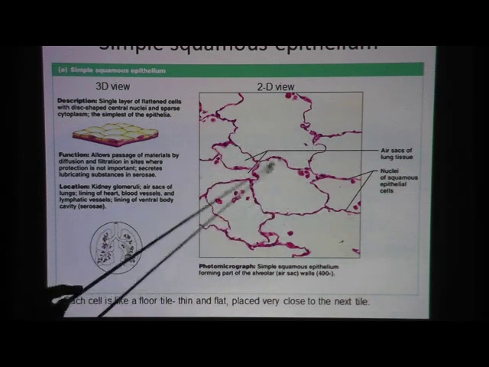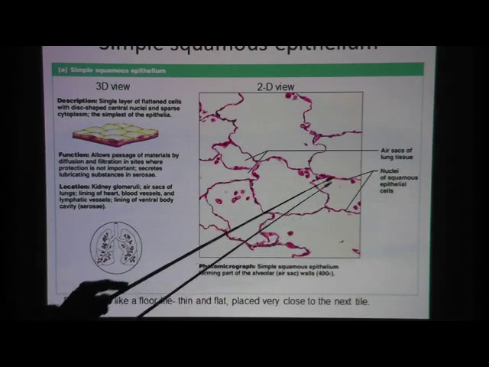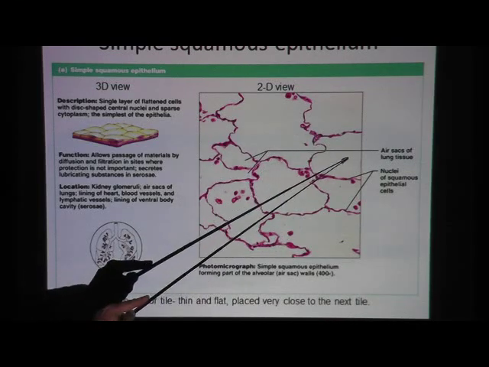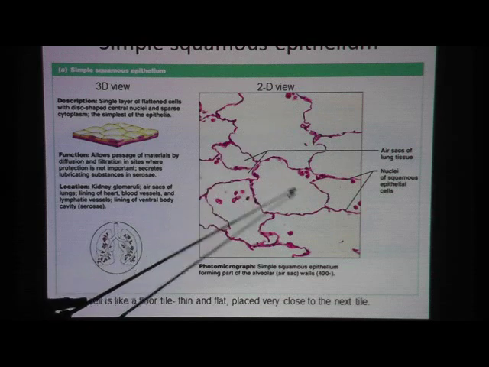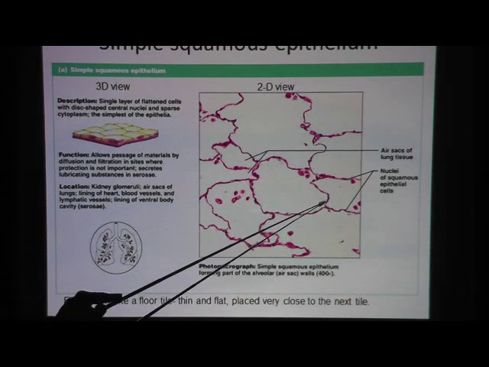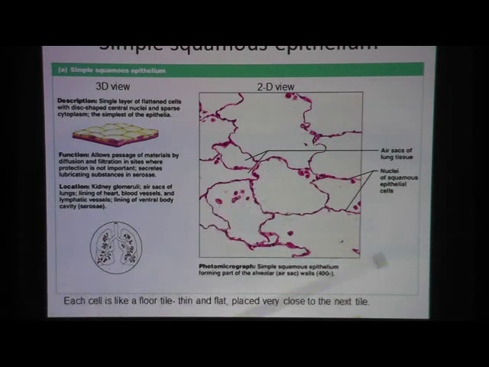Here you're looking at simple squamous epithelium found in the lungs. This is the air sac of the lungs. These white spaces would be air, and the lining here is the simple squamous epithelium.